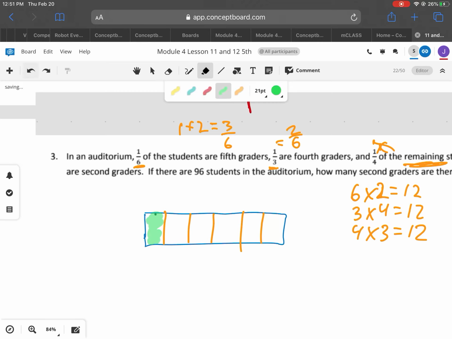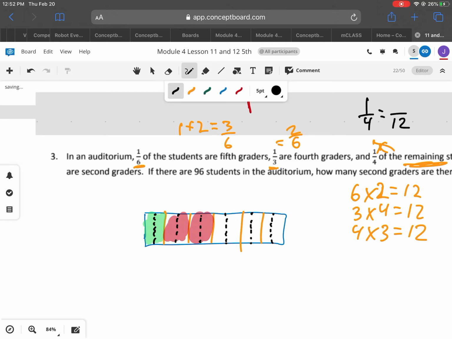So let me show you first. I would do this. Oops, let me not do the shading. Well, I could do the shading here. So this is 5th graders, 1/6. Then we have 4th graders, 2/6. Okay. Now, if I divide this more into 12s, I still get a completely different question.